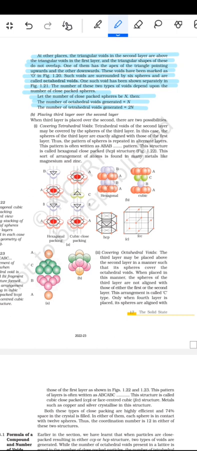Placing third layer over the second layer, it says that when the third layer is placed over the second layer, there are two possibilities. First, covering the tetrahedral voids. The tetrahedral void of the second layer may be covered by the sphere of the third layer.